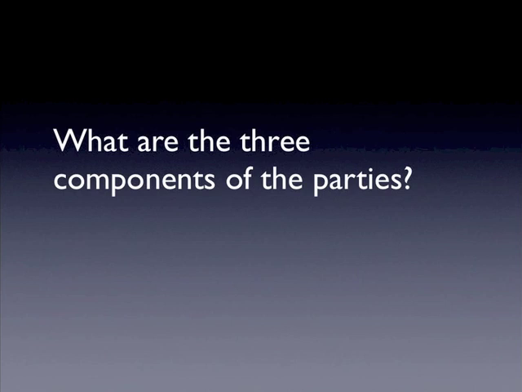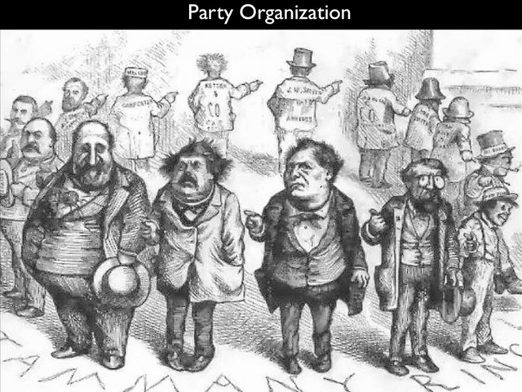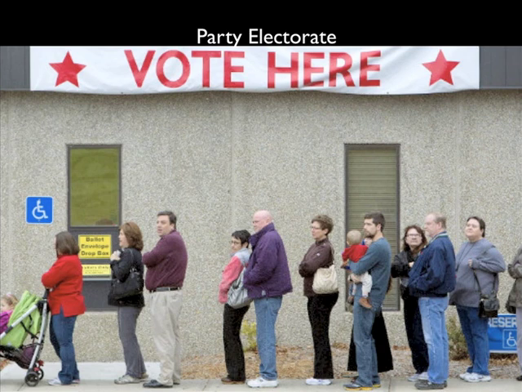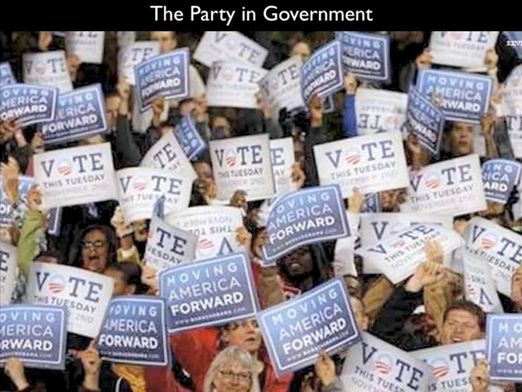What are the three components of the parties? The first component is the party organization, those who run and control the party machinery. The second component is the party in the electorate, those who always or almost always vote for party candidates. The third component is the party in government, those who hold office in the government.